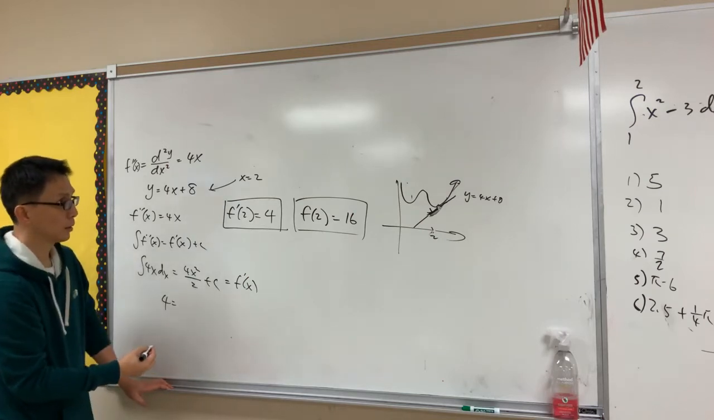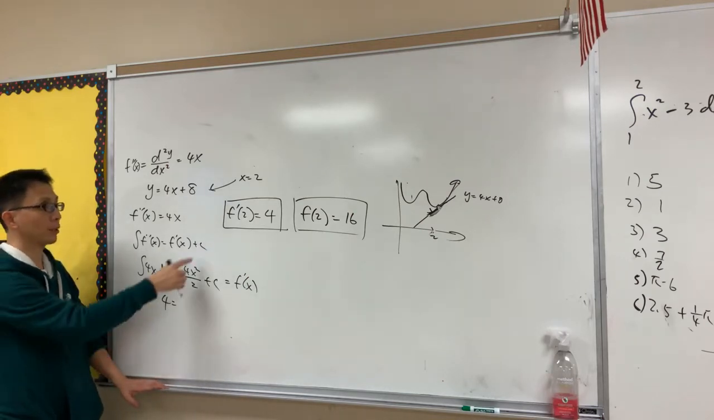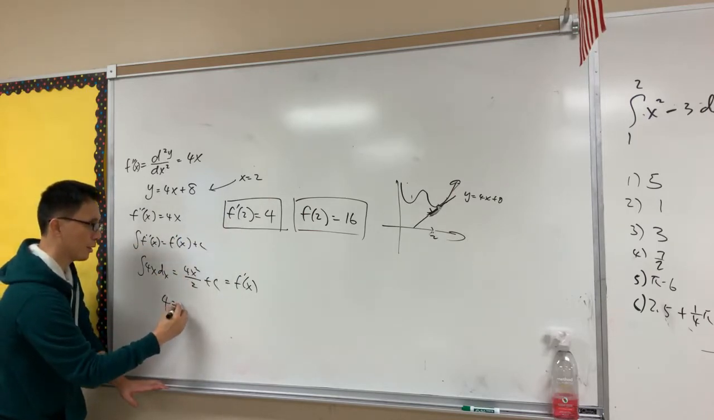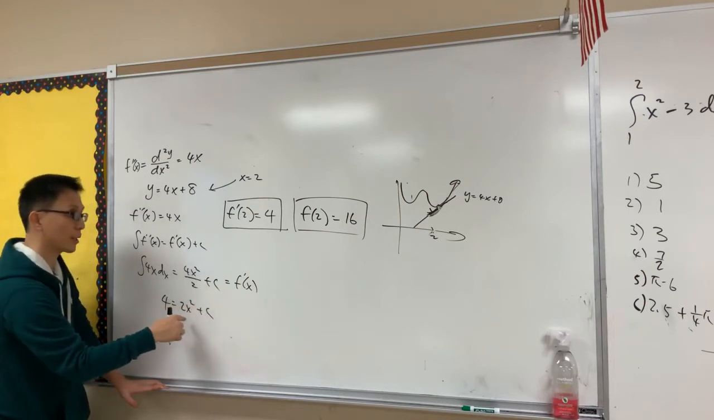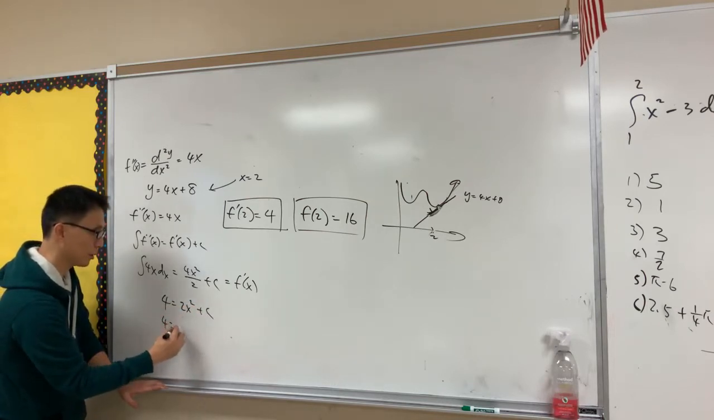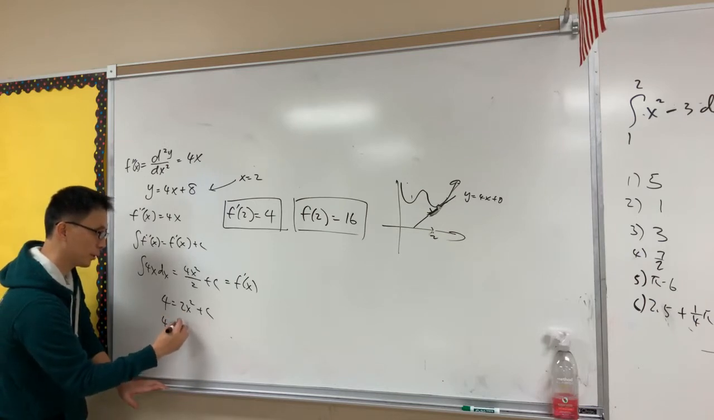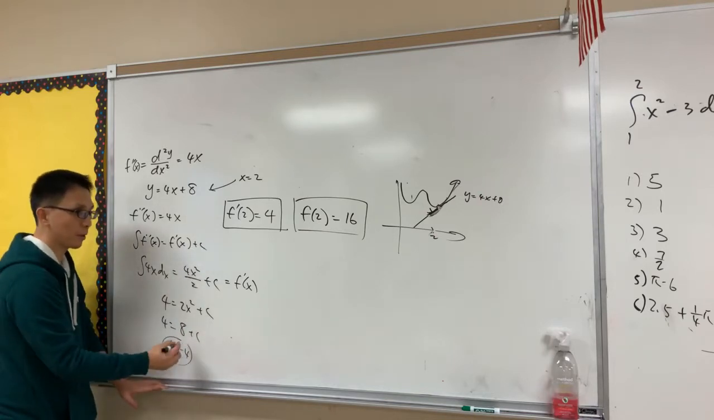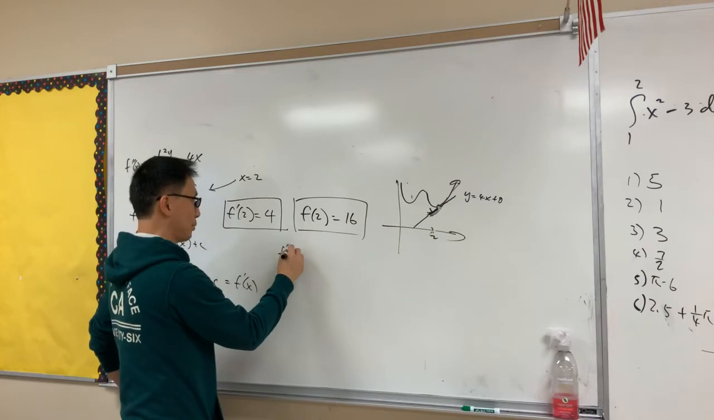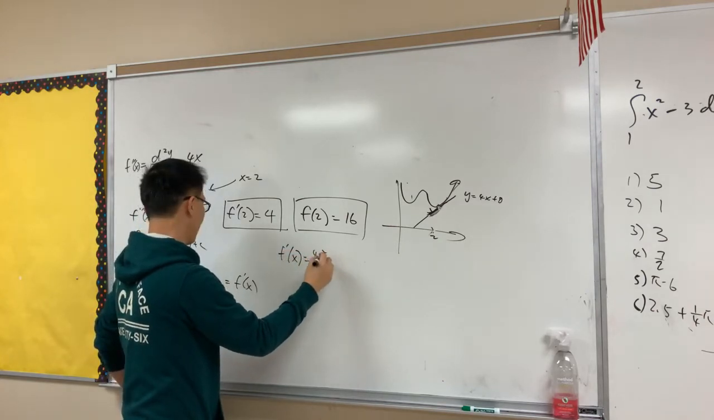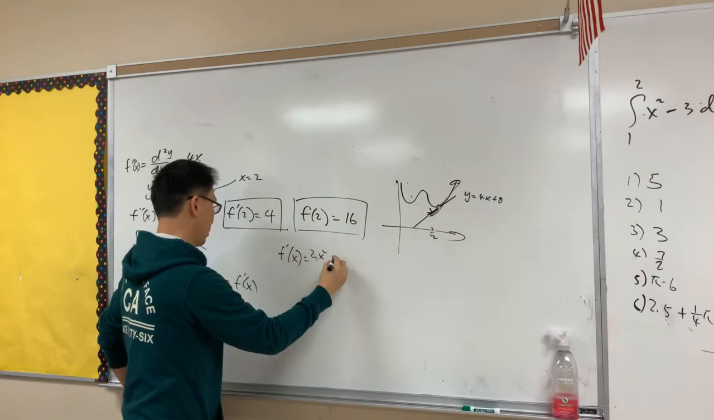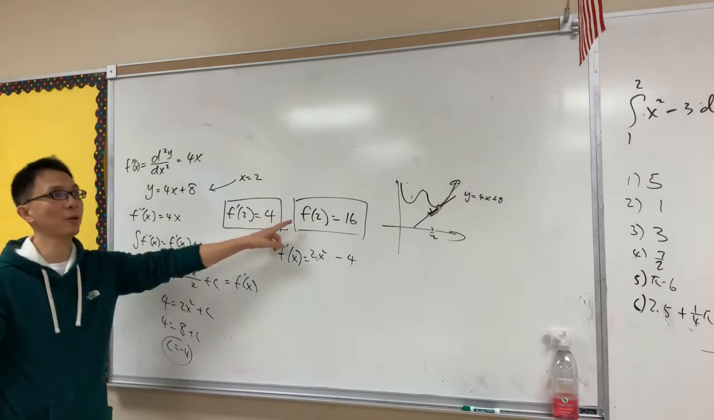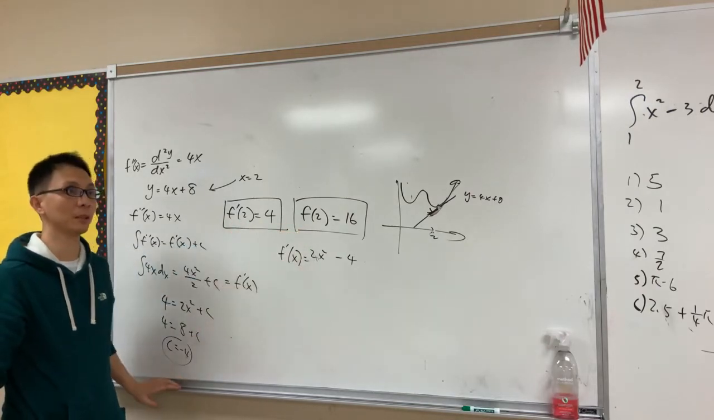So 4 is equal to, I'm going to plug in 2, right? That's going to be 2x squared plus c, but x is equal to 2, so 4 equals 8 plus c, which gives c equal to -4. So f prime of x is going to be 2x squared plus -4. Any question about this part? That was the hardest part, extracting this information. The rest of it is just arithmetic that you should know how to do.